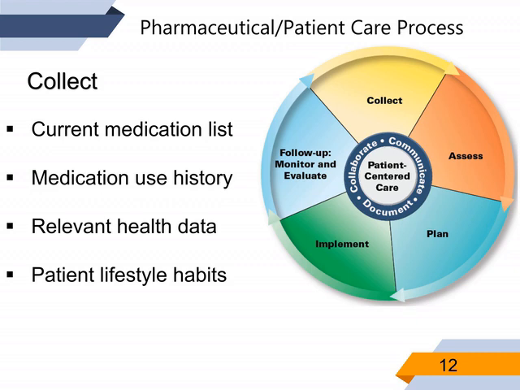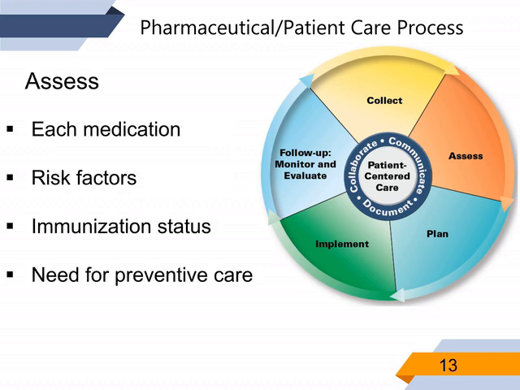Relevant health data that may include medical history, health and wellness information, and physical assessment findings. And patient lifestyle habits, preferences and beliefs, health and functional goals, and socioeconomic factors that affect access to medications and other aspects of care. The next step is to assess the information collected and analyze the clinical effects of the patient's therapy in the context of the patient's overall health goals in order to identify and prioritize problems and achieve optimal care.